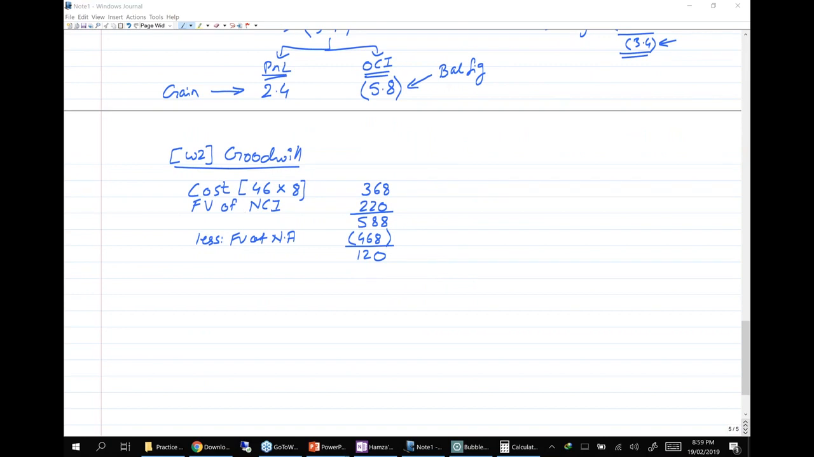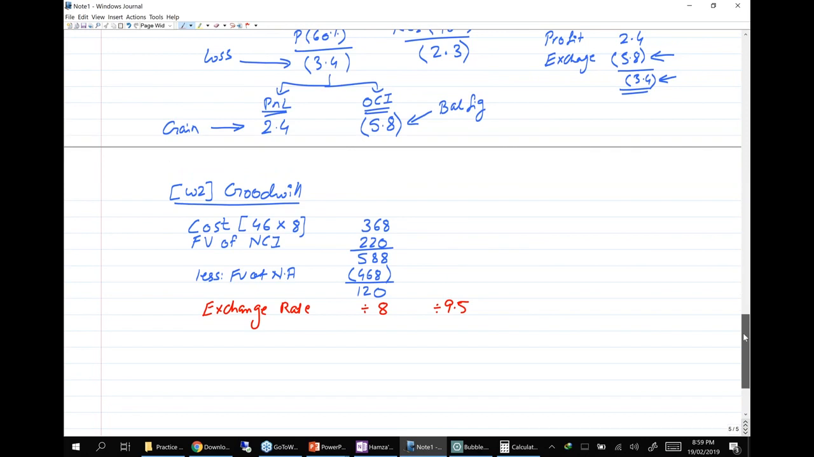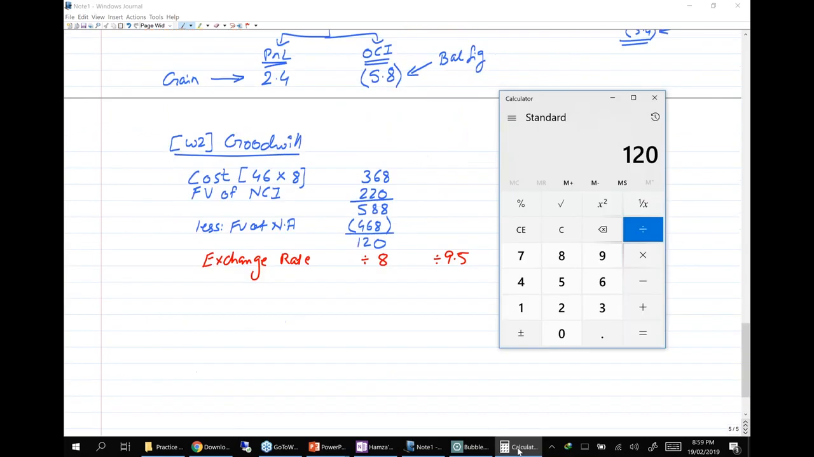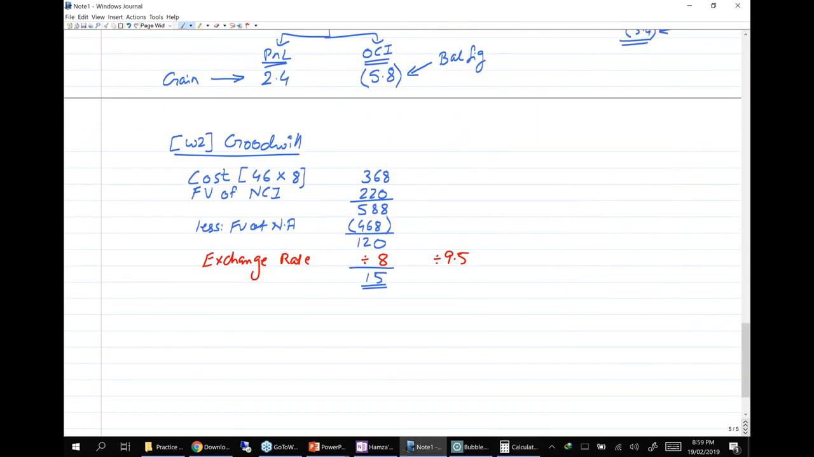So now we are going to apply the exchange rates onto this. The exchange rate is going to be both the acquisition rate and the balance sheet rate. Am I writing the right rates? Yes, 8 and 9.5. So 120 divided by 8 is going to be 15. So 15 was the goodwill at the acquisition.